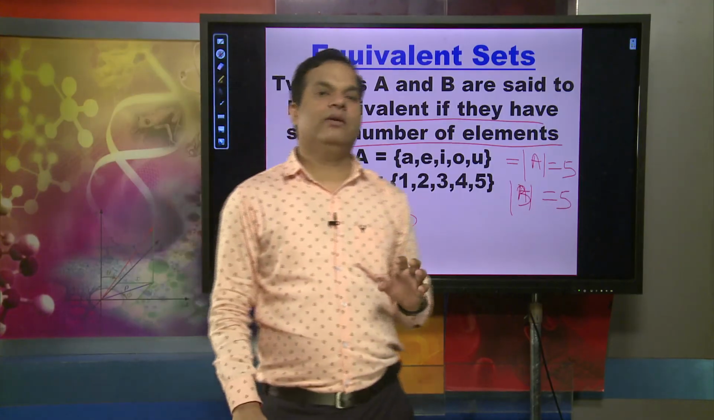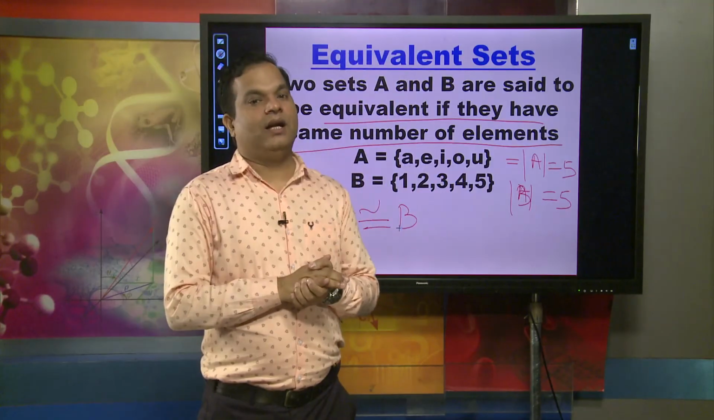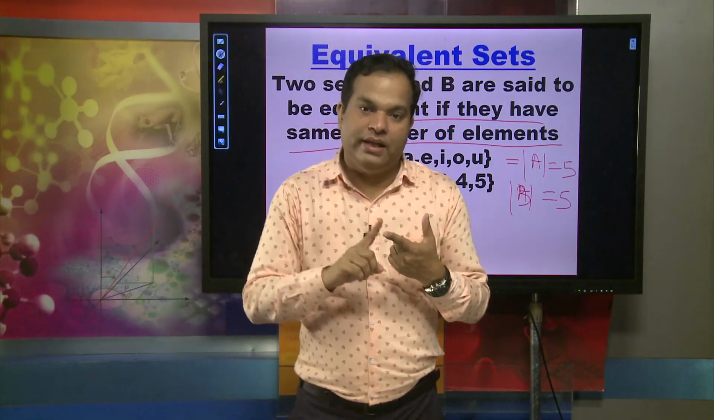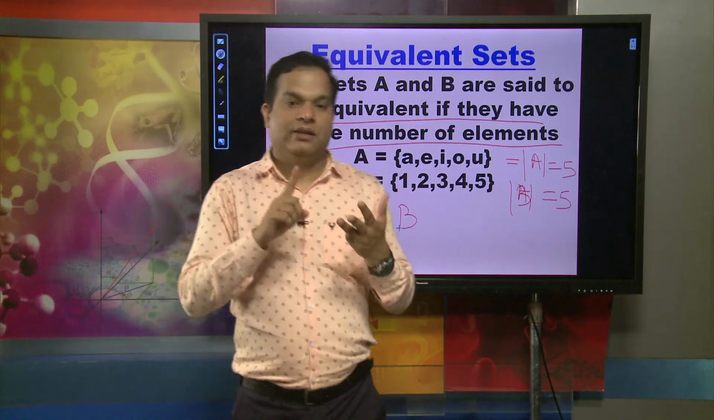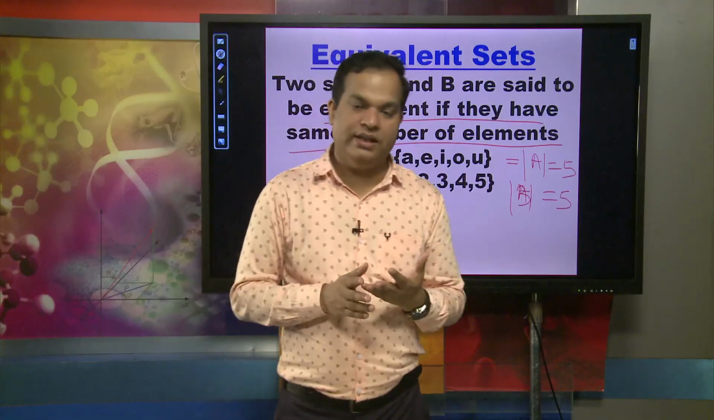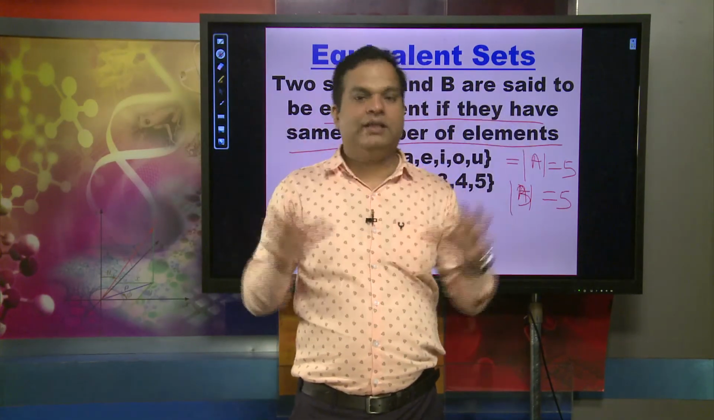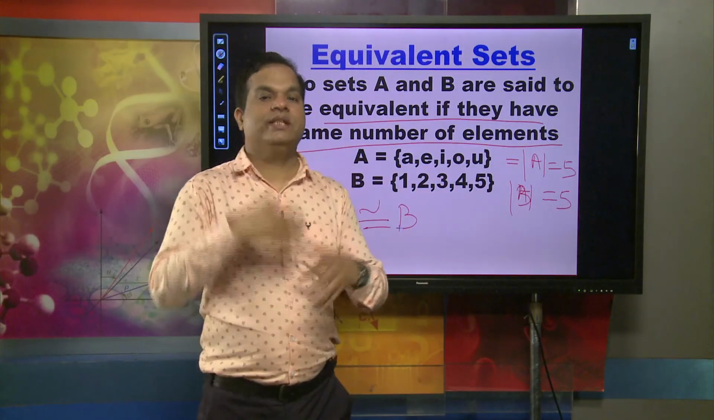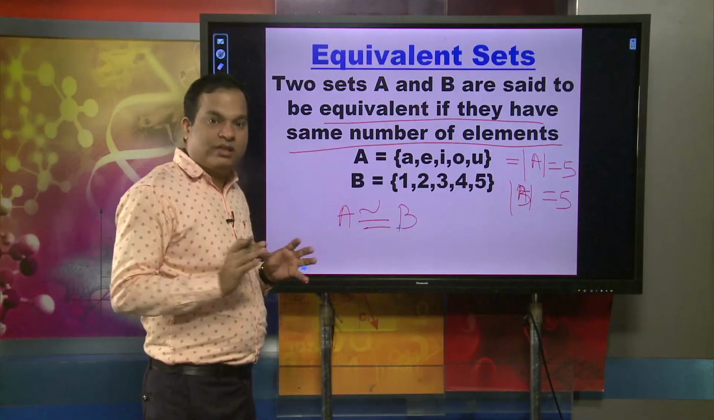So when we categorize the types of sets, there is first the finite set, second the infinite set, third the null set, fourth the singleton set, which we already discussed, fifth the equal set, and sixth the equivalent set. So basically there are 6 types of sets in our set system.